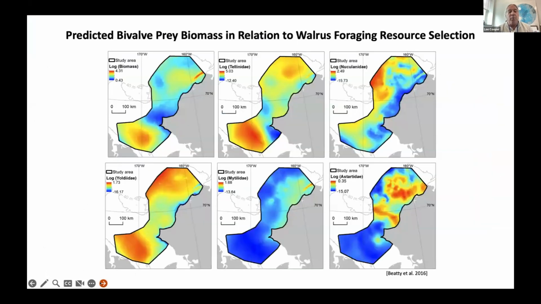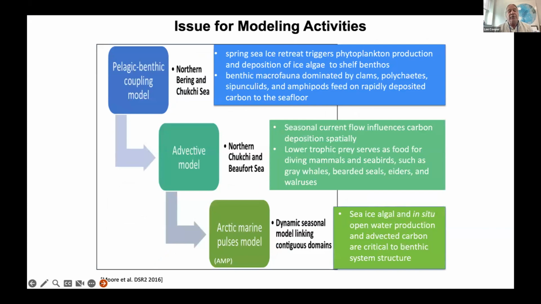But these data about where the prey are, for example, walruses, this has been used, Chad Jay's group in USGS Alaska Science Center have used this to predict walrus foraging areas relative to where we have identified prey on the seafloor. So there are 3 different types of models or formulas that have been looked at in terms of concepts. There's pelagic-benthic coupling, where we're concerned with how much material is in the water column and how fast it gets to the seafloor.